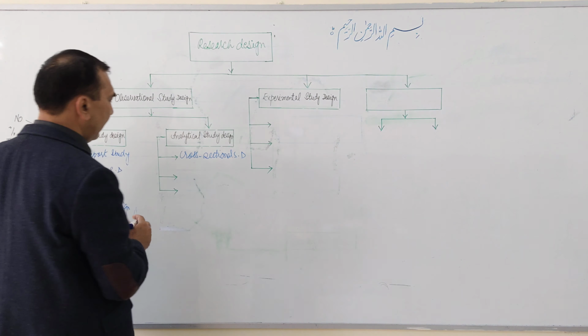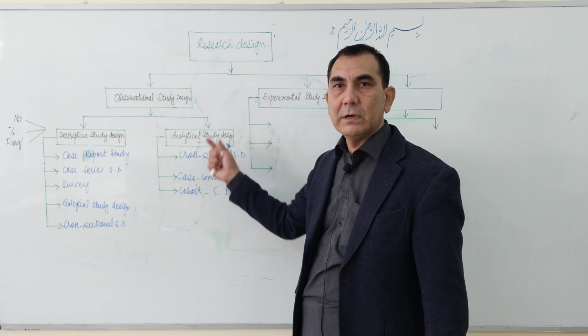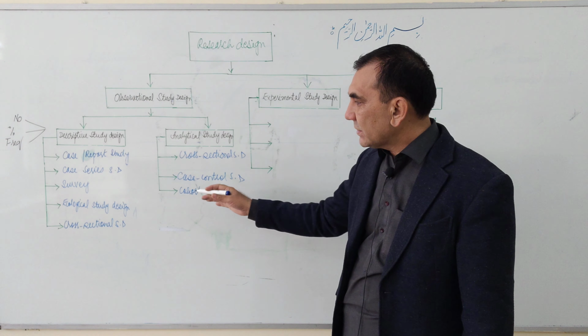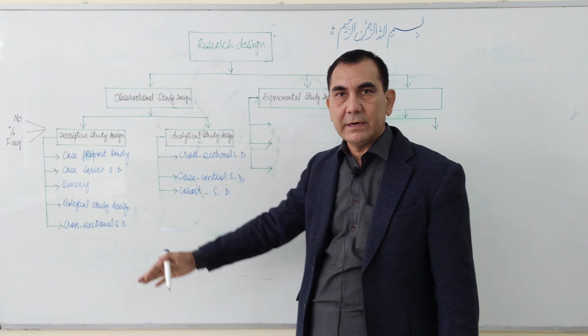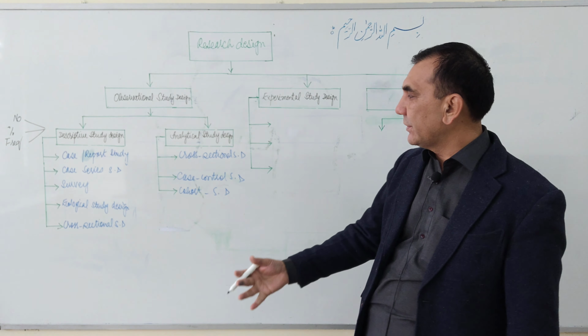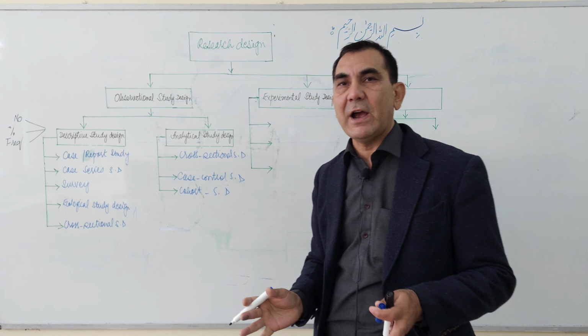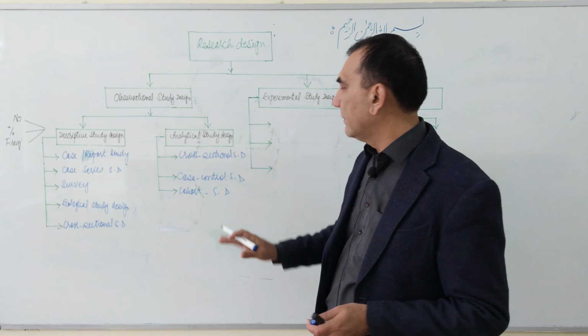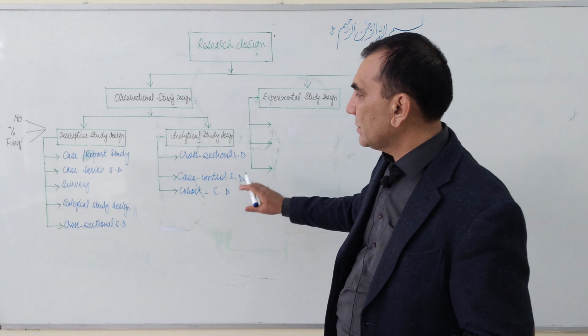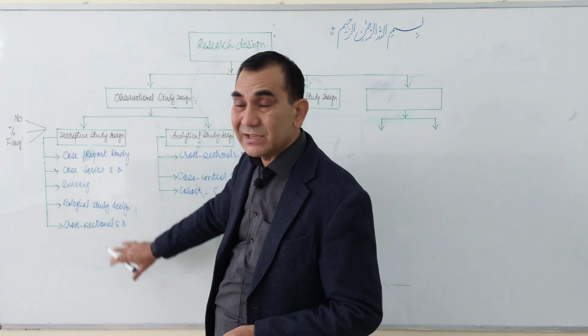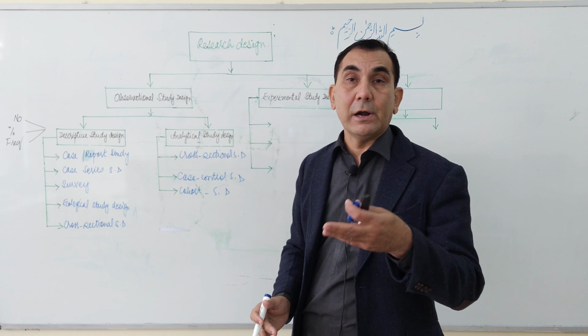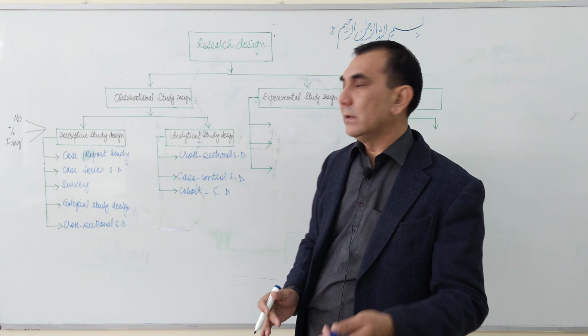Let me explain briefly each type of the analytical study design. Cross-sectional, as I told you earlier, is a snapshot study design in which you can measure the risk factor and outcome at the same time. You can conduct the cross-sectional study design in the descriptive way, and you can also conduct it in an analytical study design as well.